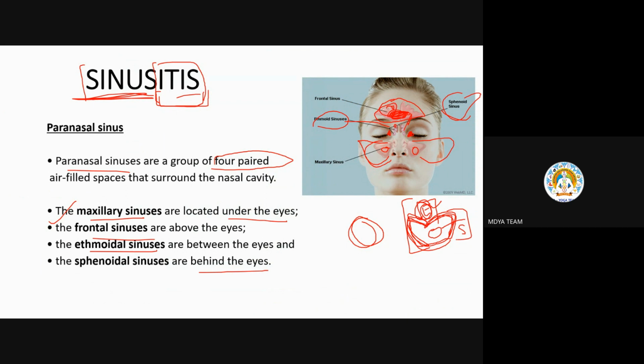So shall we move to the next slide? This is just to give the background for the sinusitis. We are moving ahead now. Yes, ma'am. Okay, one second.